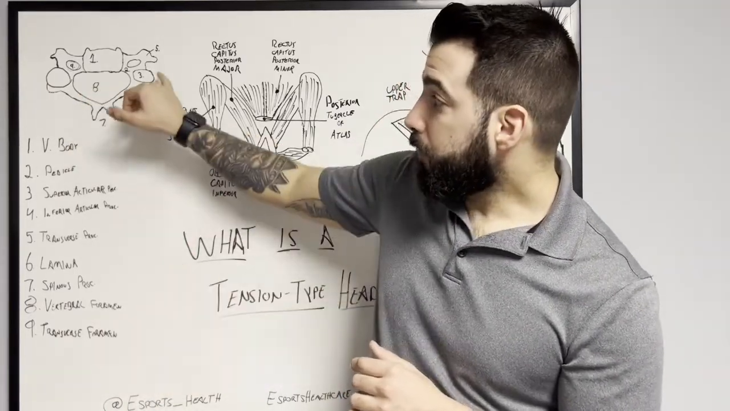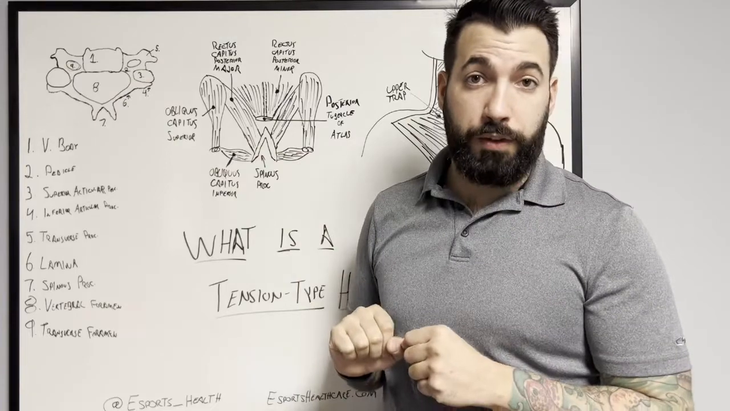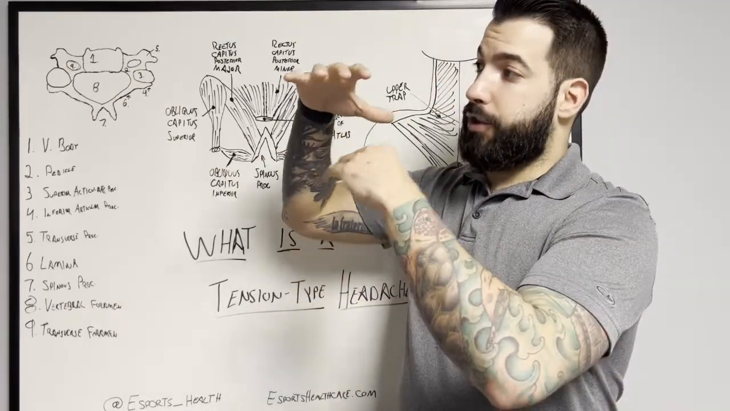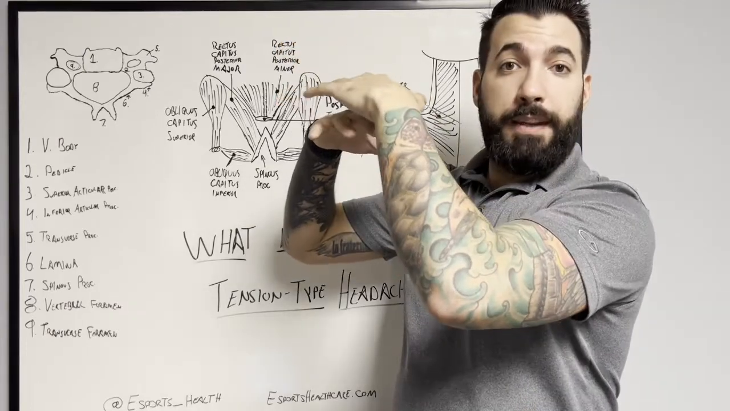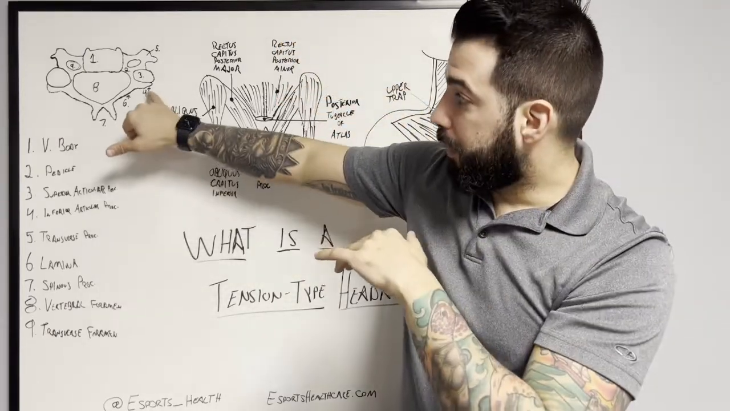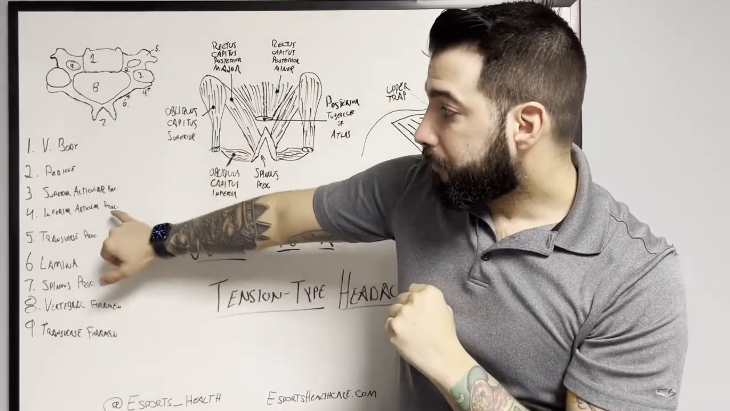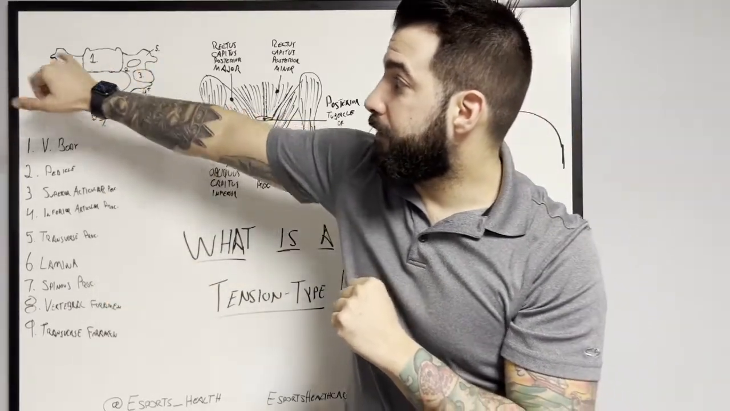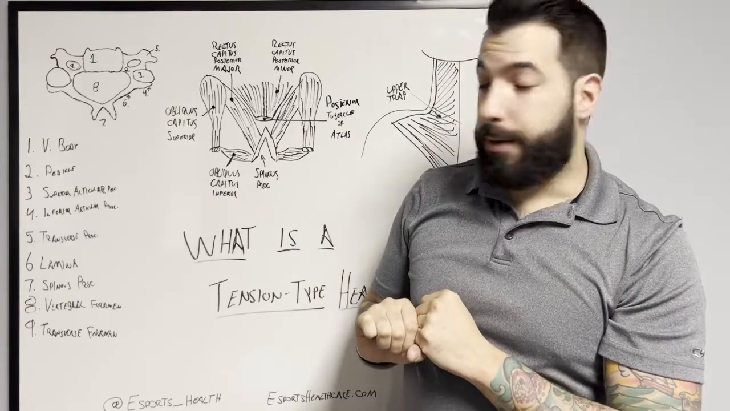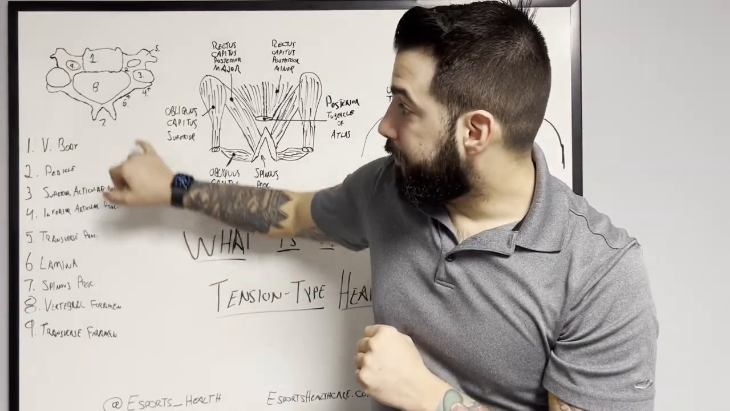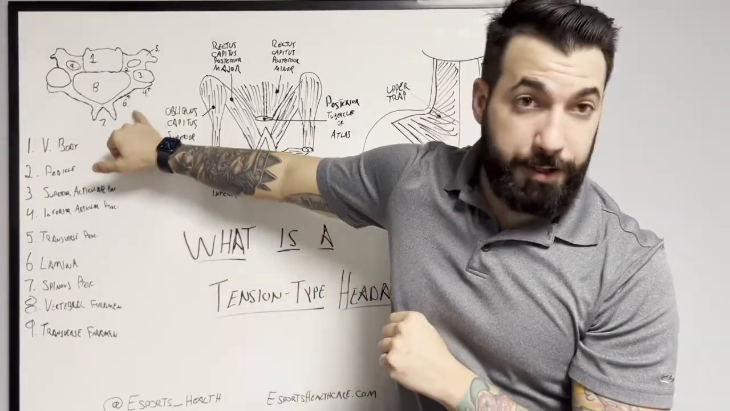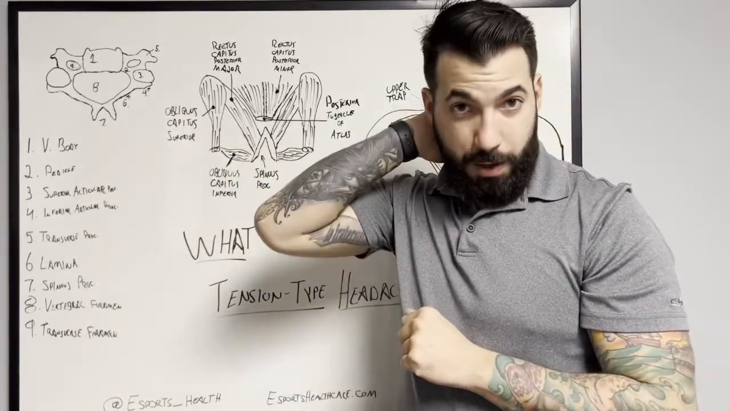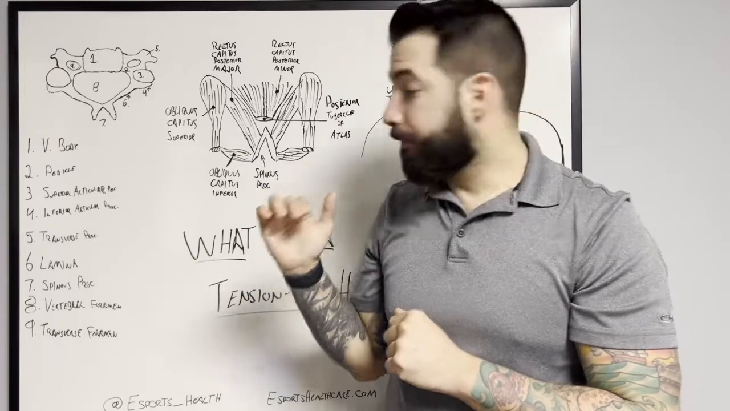pass. We then have number 3, the superior articular pillar, which forms a joint with the above segment's inferior articular pillar, number 4 here. We then have number 5, the transverse process, which again aids in forming the transverse foramen. Number 6 is our lamina, and number 7 is our spinous process, which is that bony point that you feel in the back of your neck.